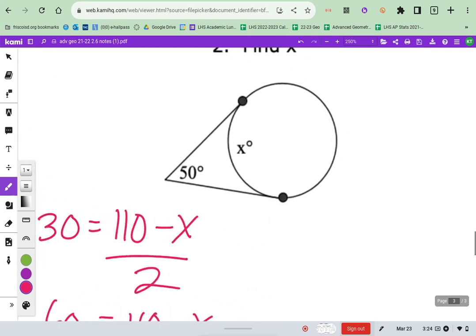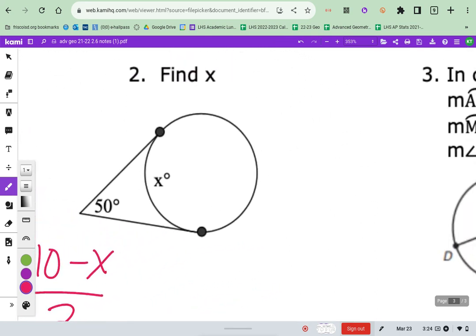All right, for number 2, this is also an outside problem, so we can start setting that up. Our outside angle is 50, so 50 equals the big arc. Ooh, we don't have a measurement for the big arc. What should we do? We're going to need some kind of expression that represents the big arc. 360 minus x, that would work, right? Because the entire circle is 360, and we've already spent x degrees on the little arc. So for the big arc, we'll do 360 minus x. So that's the big arc.